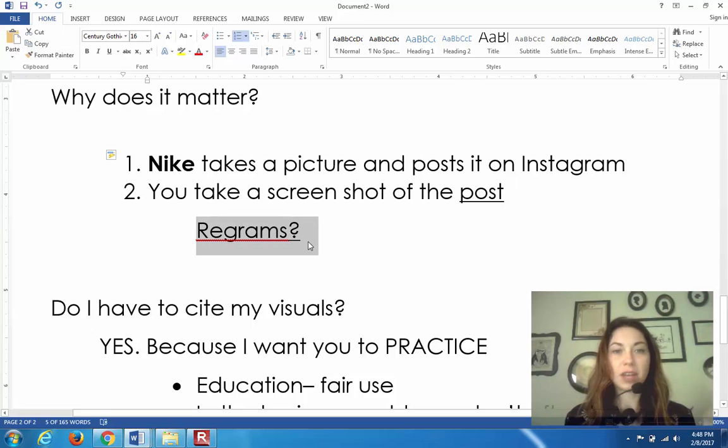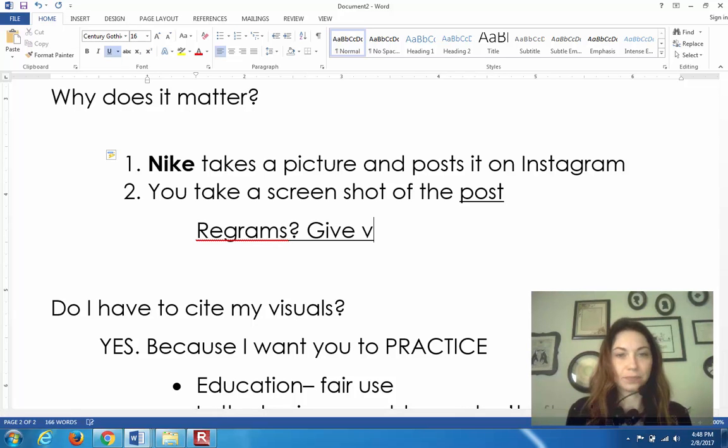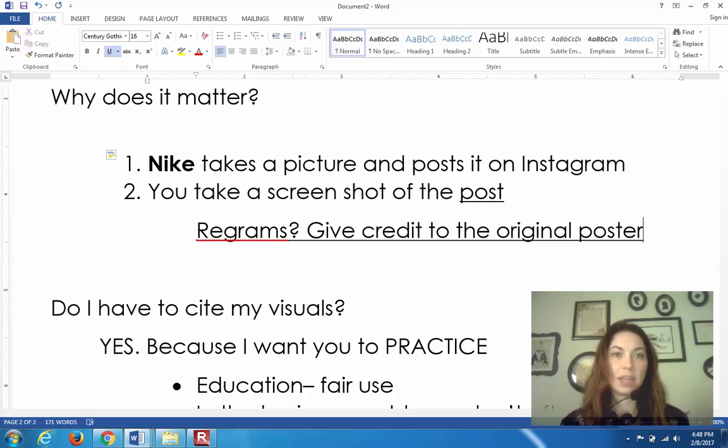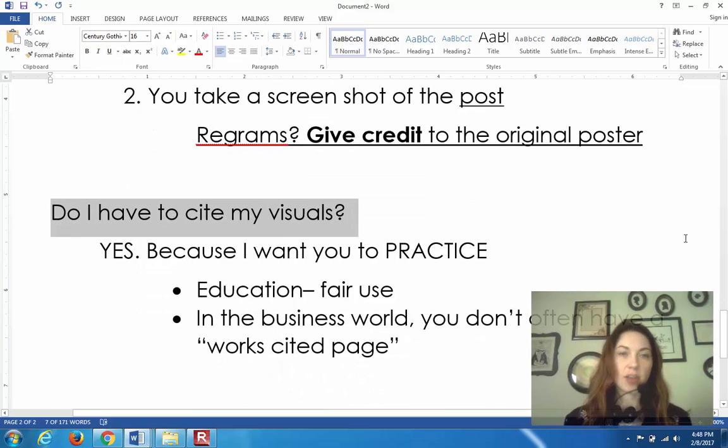Which brings up an interesting point about regrams. Why are regrams okay? Because regrams give credit to the original poster. Okay? So basically, as long as you're giving credit where credit is due, you're going to be okay. Which brings students to this question here: do I have to cite my visuals in my report? I'm going to say yes, because I want you to practice.